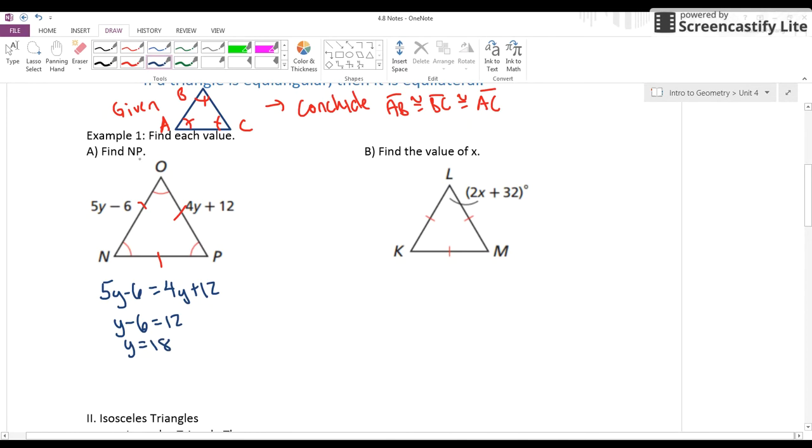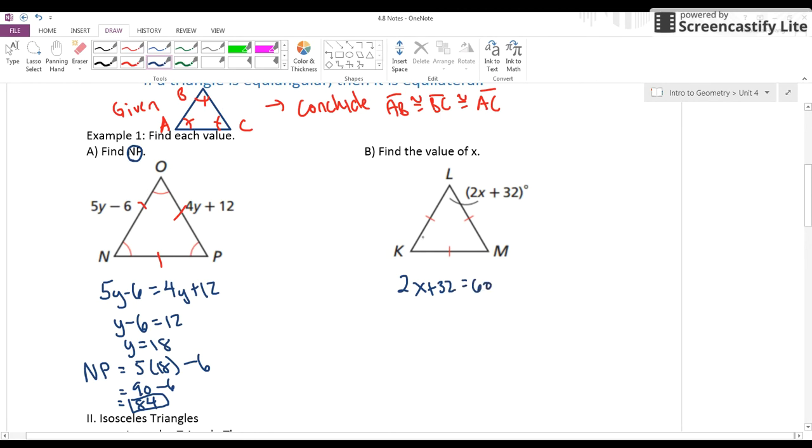And then since I'm finding NP, I'm going to plug it in. So 5 times 18 minus 6, which should get me 90 minus 6, which is 84. So there's my answer. Part B, now we're using the other corollary. If I need to find x, notice how x is an angle, but I have no information about any other angles. But I know this triangle is equilateral, which means every angle is what degree? Every angle is 60. So there's my equation.